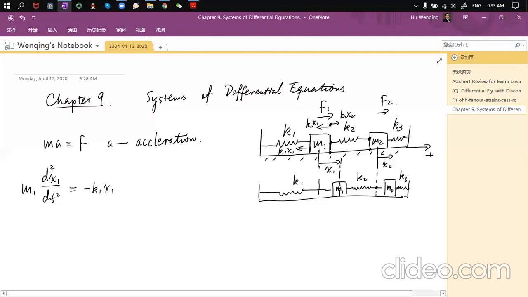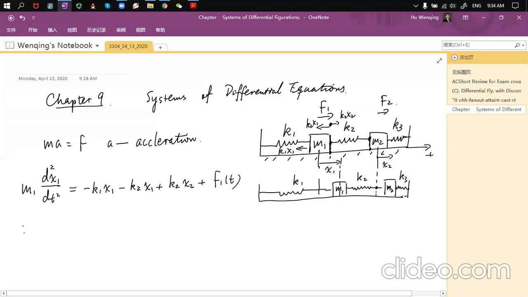But the K2 is kind of a little bit complicated. It is going to give the mass a minus K2x1, but then a plus K2x2. Is that good, right? Because both M1 and M2 are deformed. And maybe plus the first external forcing F1 of t. So that's what happens to the first mass.